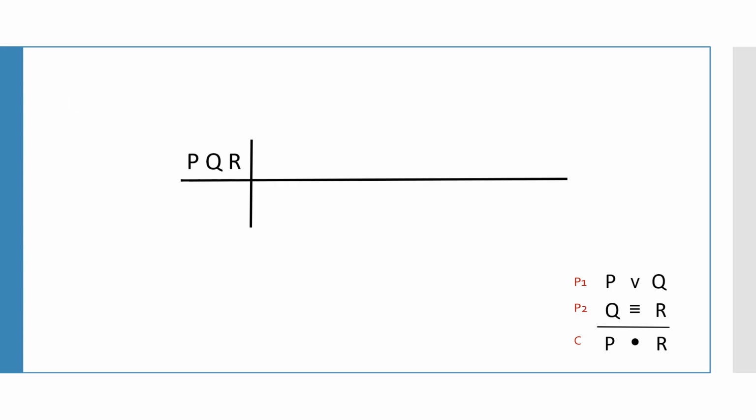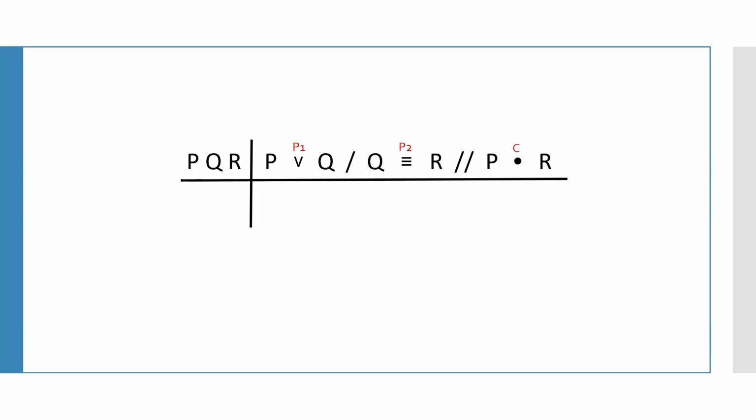So let's set it up like we're supposed to on our truth table. We have three different terms, P, Q, and R. Put those on the left-hand side and then set up your truth table. Premise 1 is simply P or Q. And then we want to separate that from the next premise, which is Q if and only if R. And again, our main operator there is the if and only if. And then we need our double slash to separate all of our premises from the conclusion. And the conclusion goes on the end, P and R.